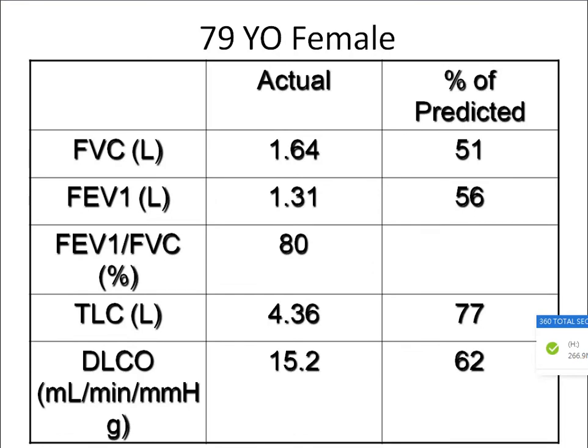So one more patient, a 79-year-old female patient. FEV1 by FVC is 80, so it is a normal ratio. Forced vital capacity is 51% predicted, so FVC is decreased. FEV1 is 56, so FEV1 is proportionately decreased as compared with FVC. So there is no obstruction.